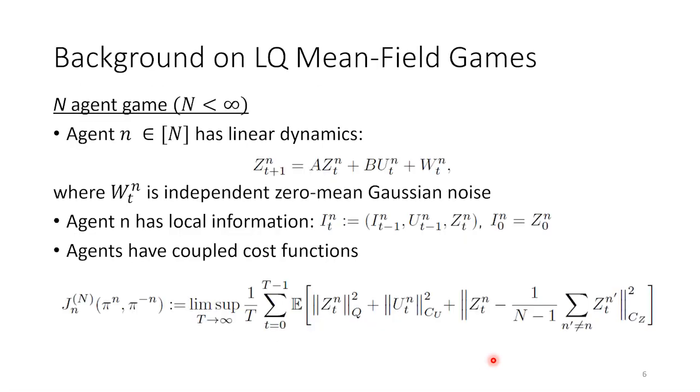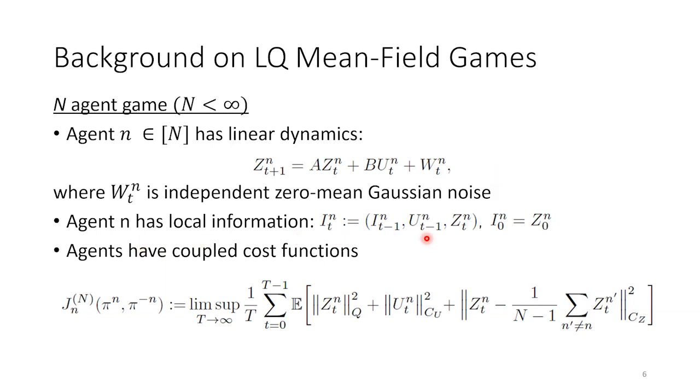So let's first start with an N agent game where each of the agents has linear dynamics. So we have N agents in the game, and each agent has linear dynamics. This is very similar to an LQR problem, but it's different in the way that it's a game. I'll come to that later on. Each agent has linear dynamics, meaning that the state and the control input of the agent enter linearly into the dynamics. And then there is some independent zero mean Gaussian noise. So that's the dynamics.